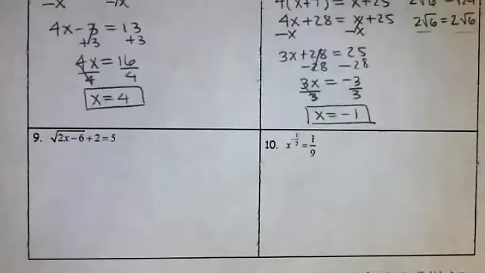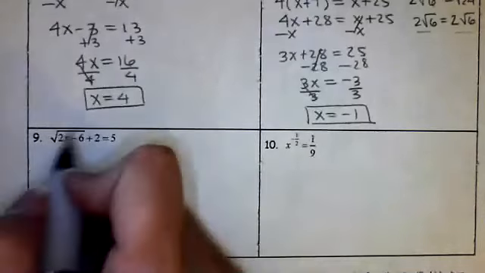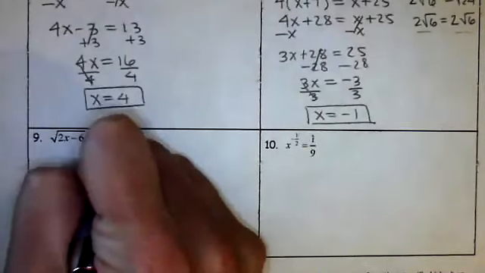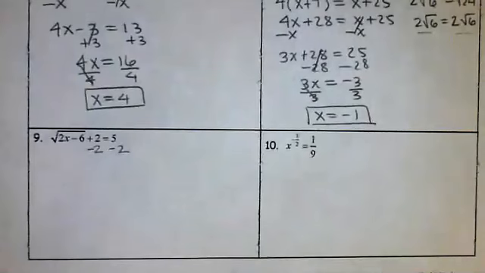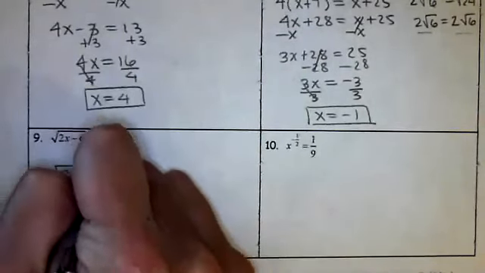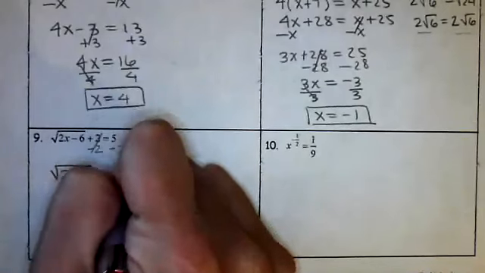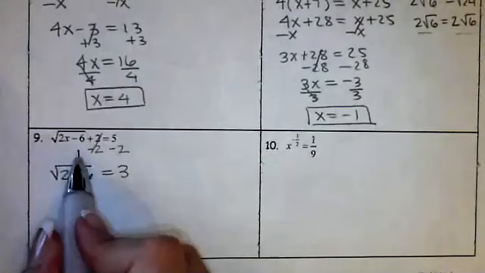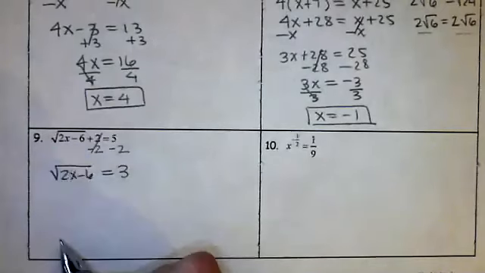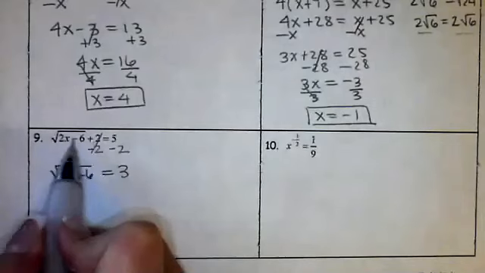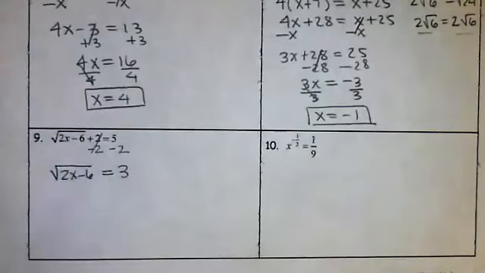Our radical is not isolated. It is not by itself on one side of the equal sign. So our first step is to get rid of this 2, bring it to the other side. So we subtract that 2, and we get the square root of 2x minus 6 is equal to 3. You've got to get it by itself, isolate it. If you tried to square that whole side, you would have to FOIL that, just so you know. That's why we isolate it.